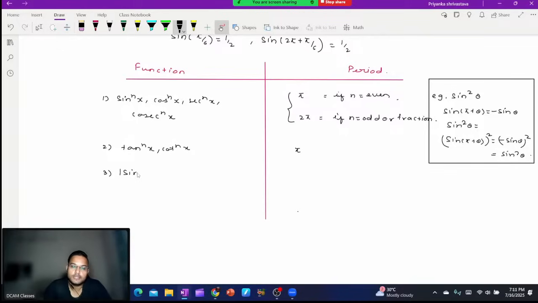For mod sin x, mod cos x, mod tan x, mod cot x, mod secant x, or mod cosecant x, the period is pi only.